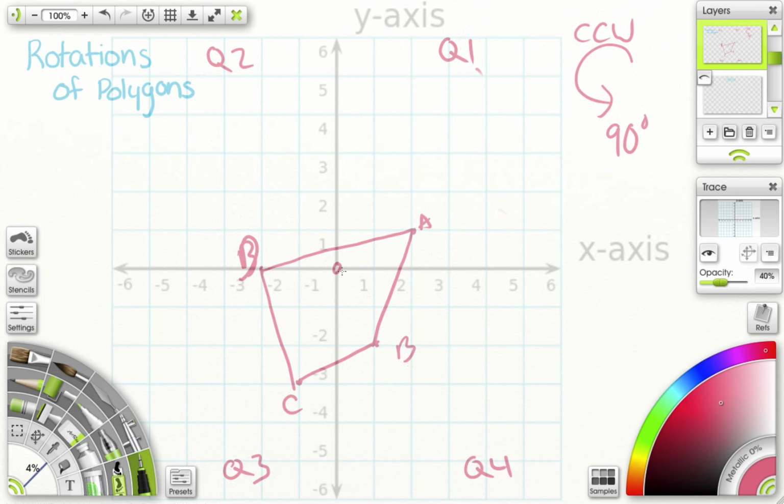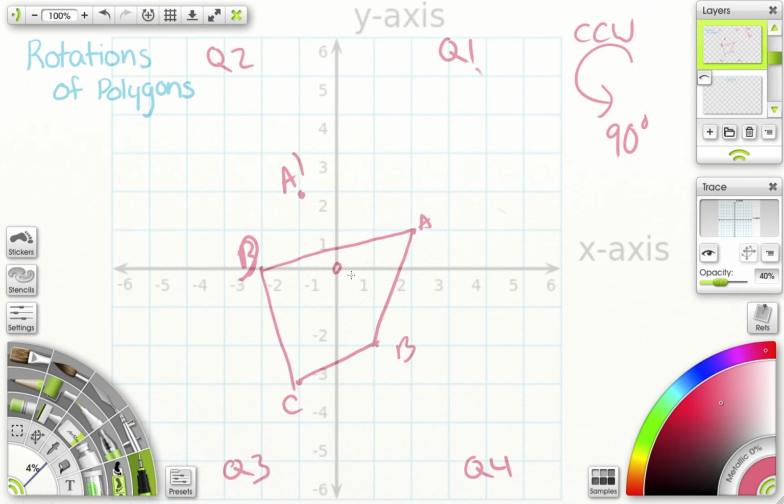To get to A, I went 2 over, and 1 up. So I went 2 over, 1 up. What I'm going to do to rotate A is, instead of going 2 over, 1 up, I go 1 over and 2 up. So I went 1 over and 2 up instead of 2 over, 1 up. And this becomes my A prime.